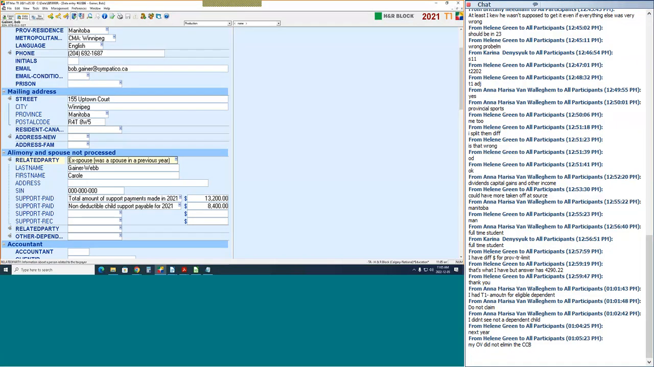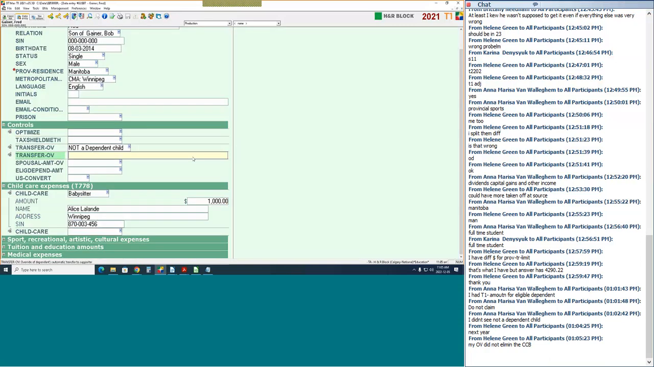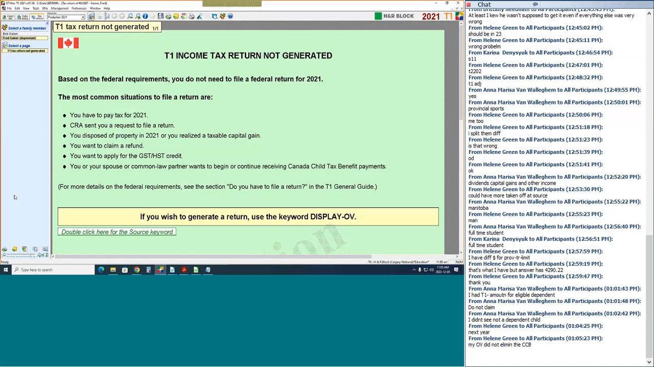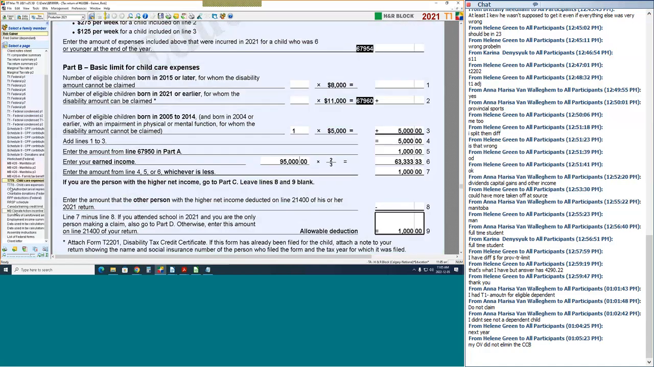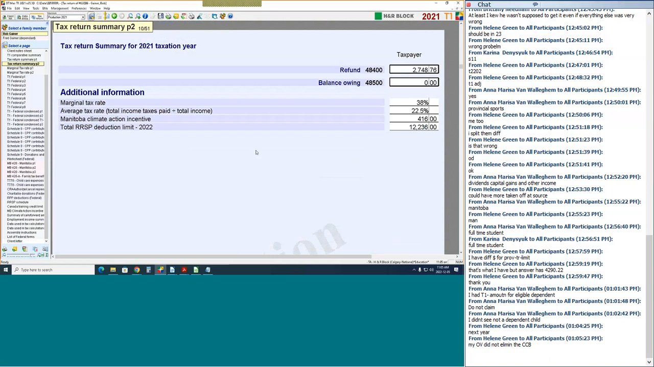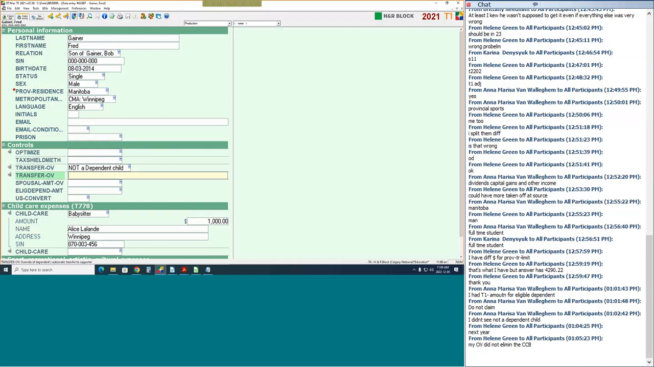And Helene, if your override did not eliminate the CCB, I would say again, just double check which override you did. If you said not a dependent child, I think it doesn't give you a child amount. So you'll notice on my summary, I don't have a CCB. If you have a CCB, double check your data entry for Fred. So what does it look like for Fred? Transfer OV, not a dependent child. One single line to make that happen.